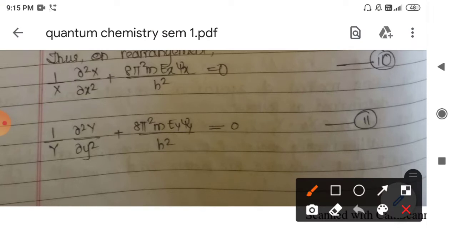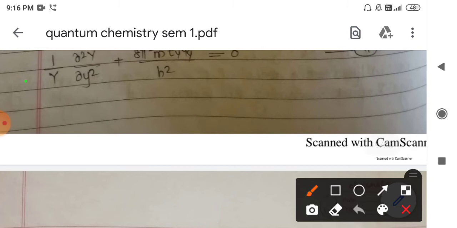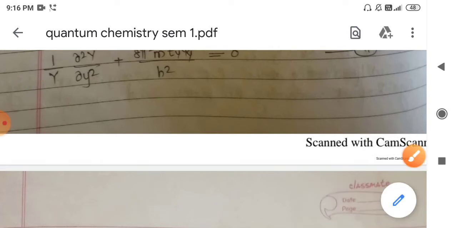So upon rearrangement of the above equation, we can say that 1 upon X into d2 psi upon dx square, where psi is the function of again x, so I am representing it simply by X. So here d2 X upon dx square, this is capital X, and this is small x, plus 8 pi square m Ex, which is the energy of particle along x direction, psi x is my wave function along x direction. So the same type of equations I am going to get for each direction, for y direction also and for z direction also.